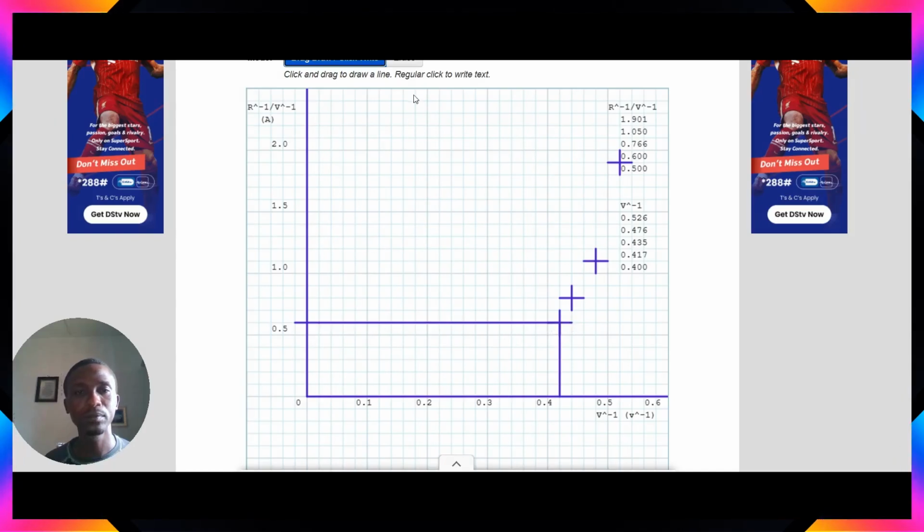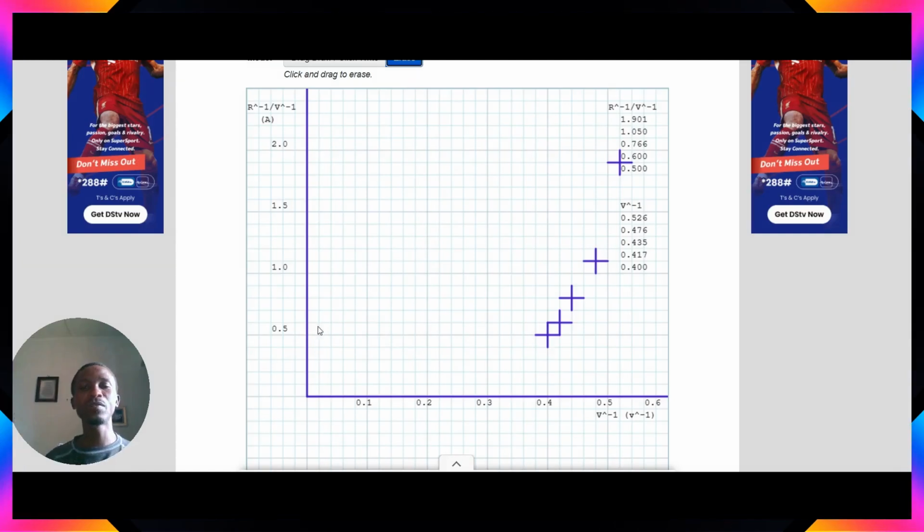Okay, good. And finally, when our R is 0.5, here is 0.5. And the corresponding value of the voltage at that moment is 0.4, and here is 0.4. So definitely our point is supposed to be here. All right, that's good.